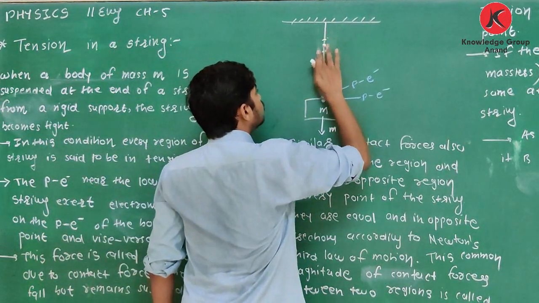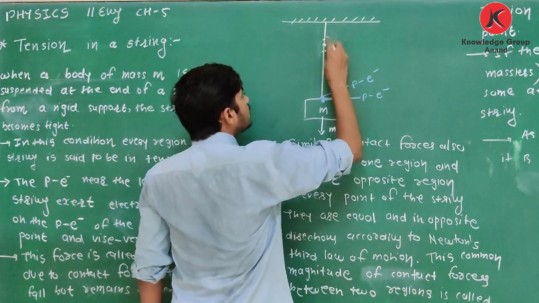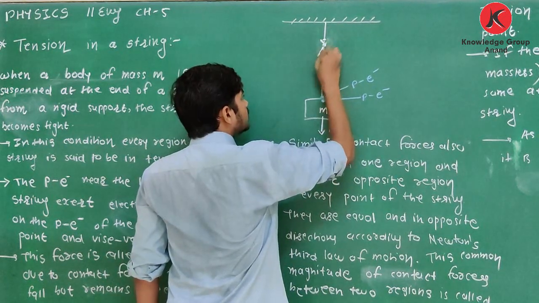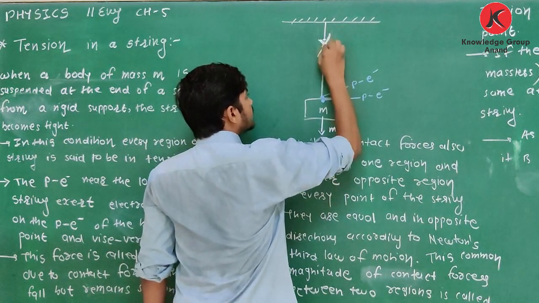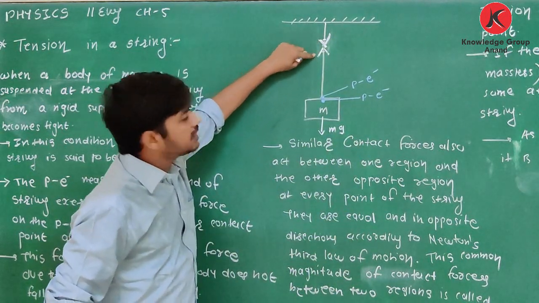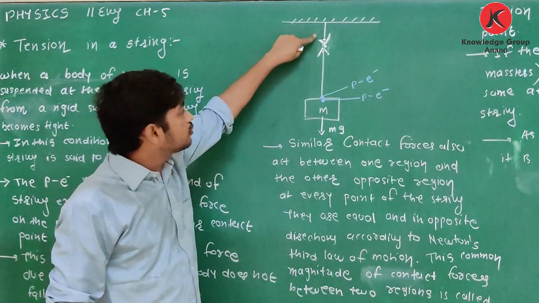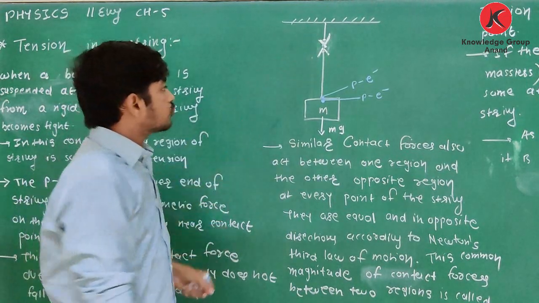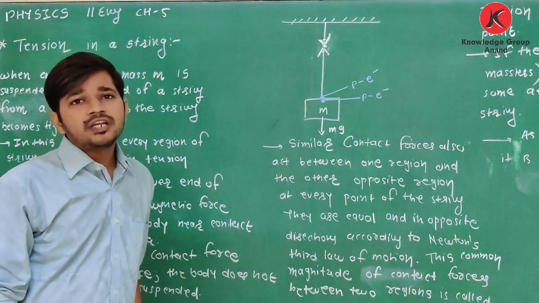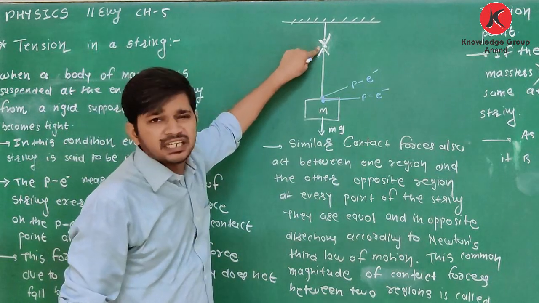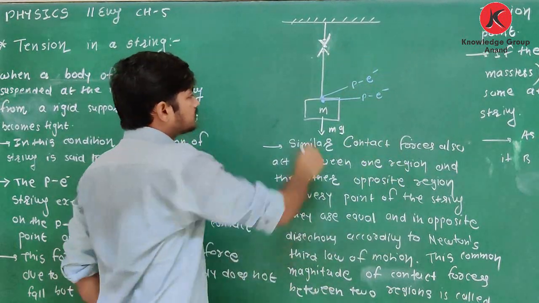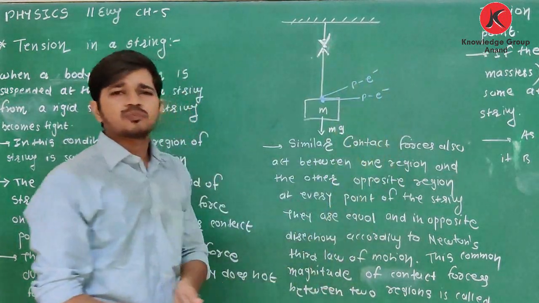So yes, here it is like this. In this region, these contact forces are acting in opposite directions and with equal magnitude. So therefore the total force on this point becomes zero, and therefore it remains stationary, and the string does not break from this point. Clear about this?